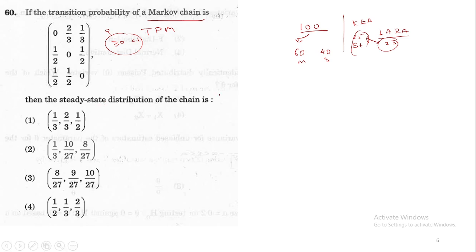So to find the steady state distribution, there are many properties. You may see my previous videos; I have a playlist of Markov chains. There you may observe many results. Using the results you can also directly solve, but here it is not based on the result.